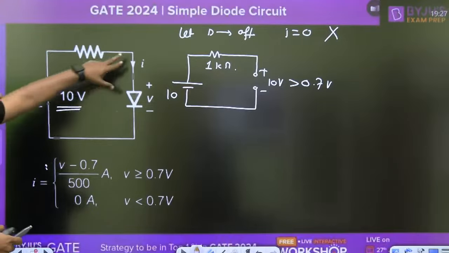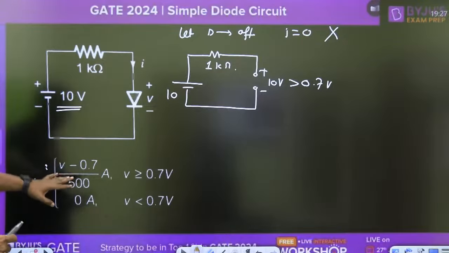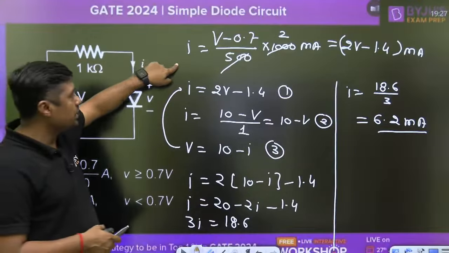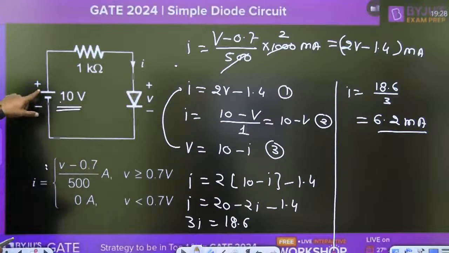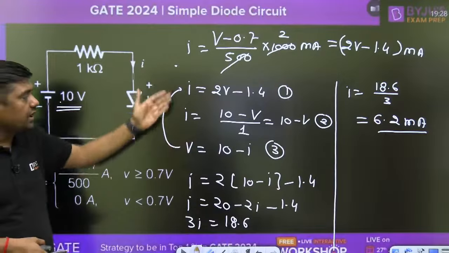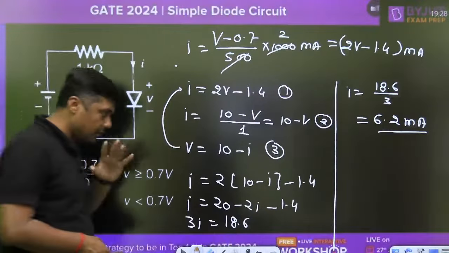Simply, there are two unknowns. I and V depend on each other. The diode is forward bias. One equation we are getting from this, directly convert it into milliampere. Second equation, you can take from the diagram, (10 minus V) divided by 1. Two unknowns, two equations, you have to find the I. That's why directly convert it in terms of I and you will get the answer 6.2 milliampere.